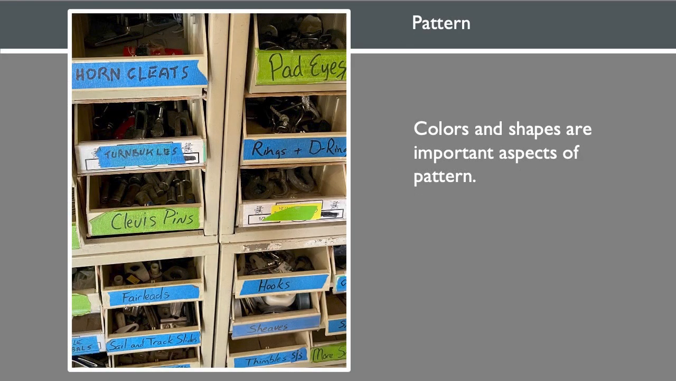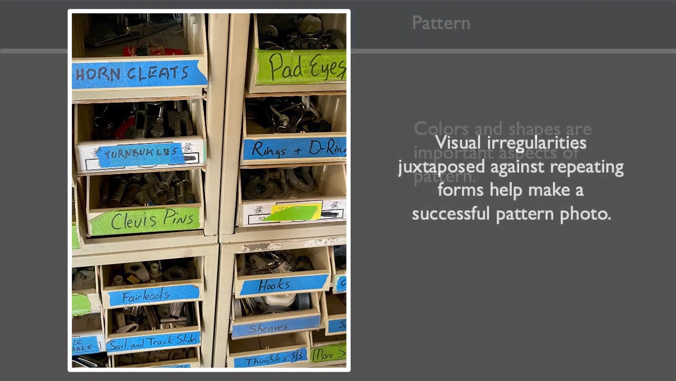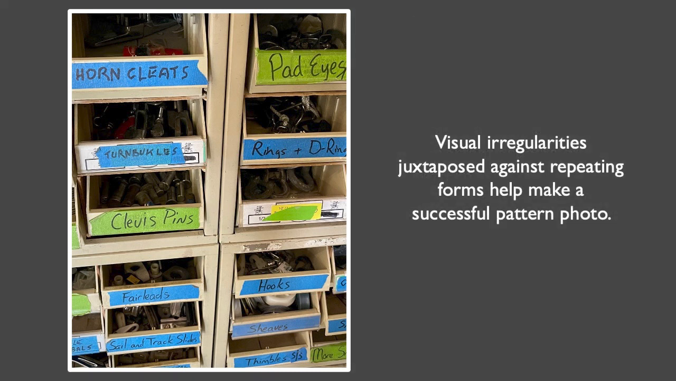Colors and shapes are important aspects of pattern. Why? It's all about the details. A pattern photograph can be enhanced by subtle visual irregularities, occurring in this photograph as different words, styles of writing, texture, and even other design principles such as symmetrical balance, juxtaposed against repeating colors and shapes. These guide the eye around the composition, holding interest and engaging the viewer.